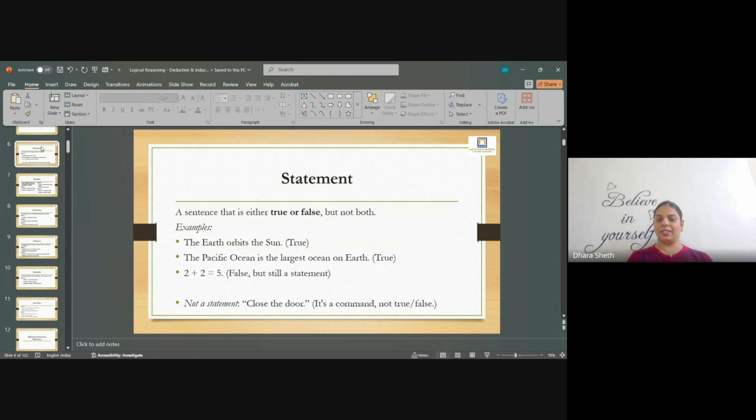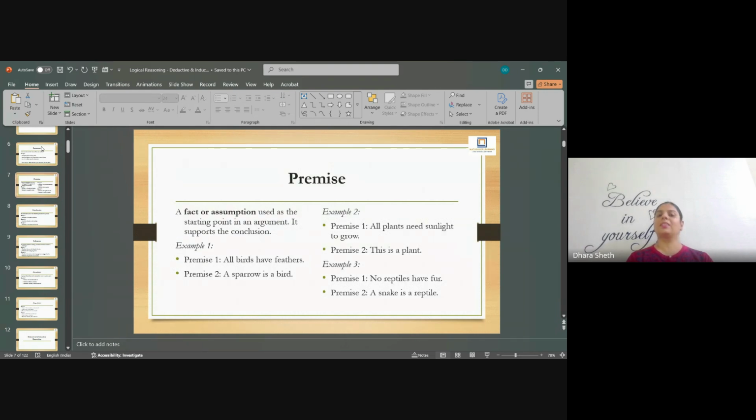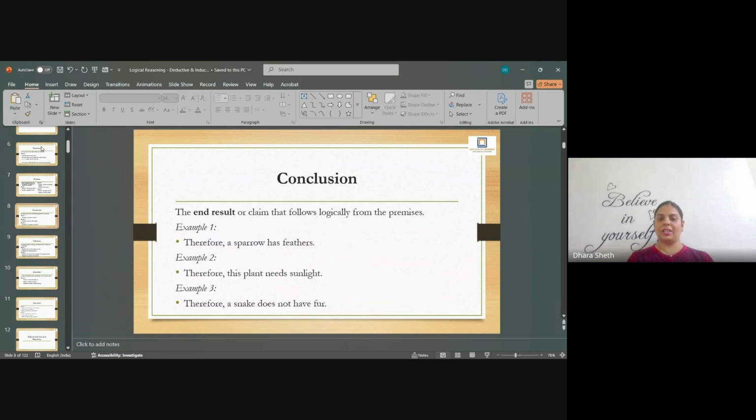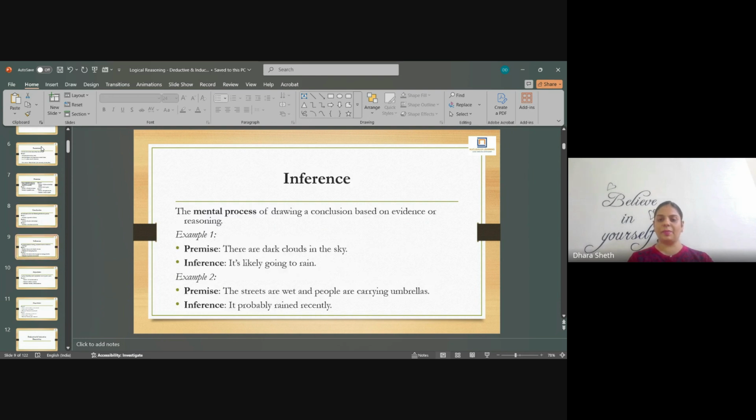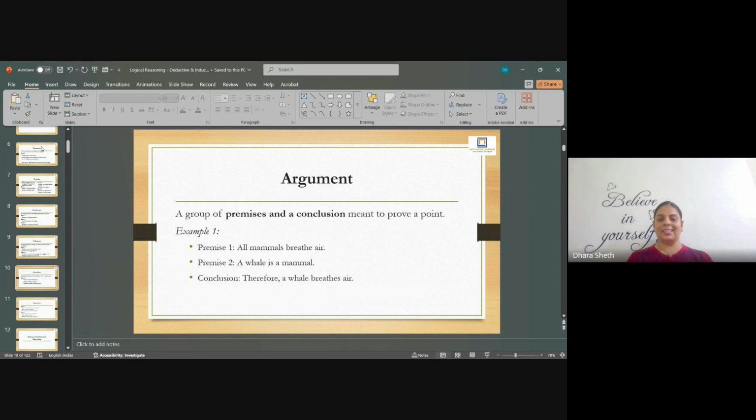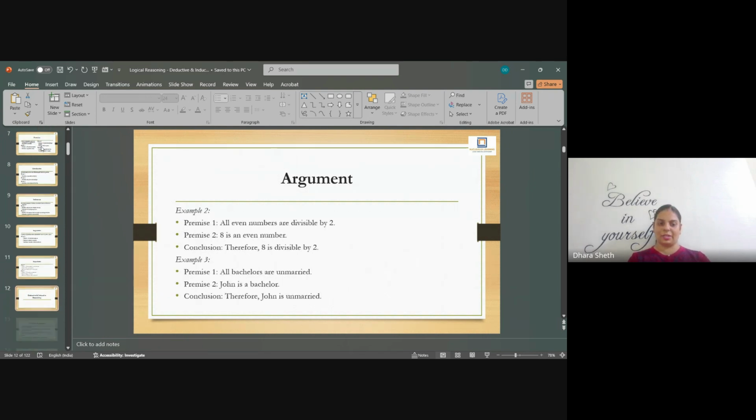Statement, something that is true or false. Premise, a fact or assumption used as a starting point in an argument. Conclusion, the end result that follows logically from the premise. Inference is the mental process where you draw a conclusion from the premise, the evidence, or the reasoning. And this group of premises and conclusion is called an argument.